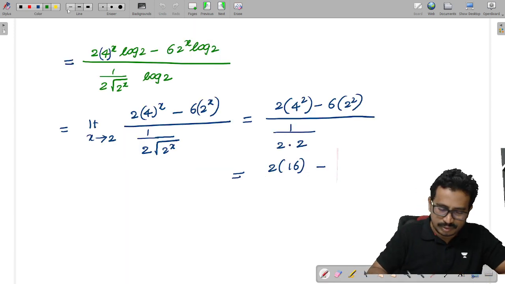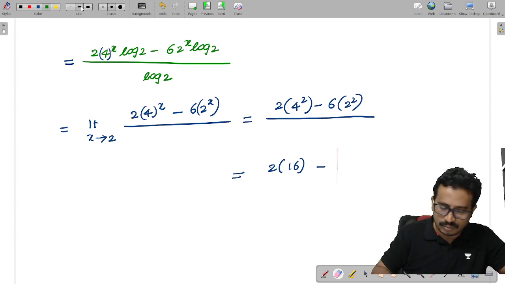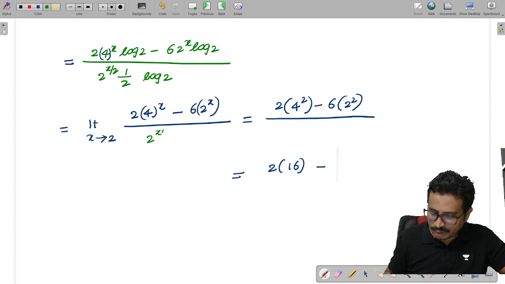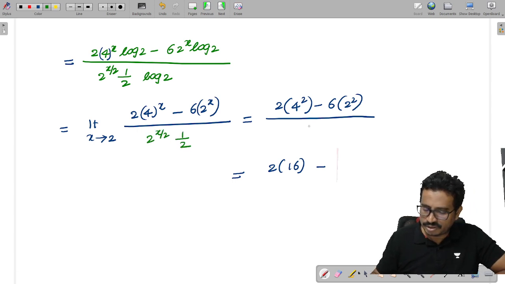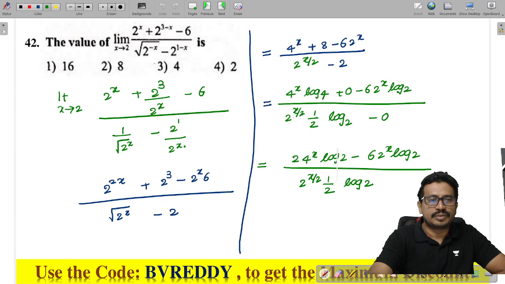Fine. So this is 2 power x by 2 into 1 by 2. Now replace the x value with 2, so there is 2 power 1 into 1 by 2. Which will now give us 6 into 4. So what I will get now is 32 minus 24. How much will we get here? You can see plus 8. So this is the option.